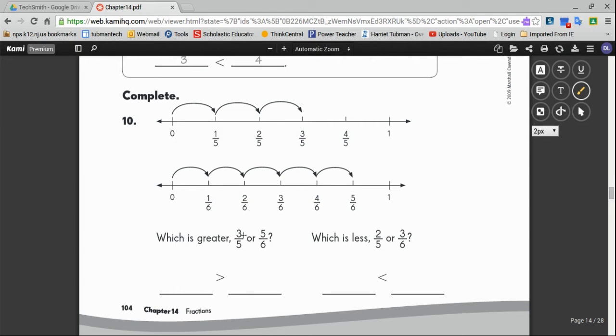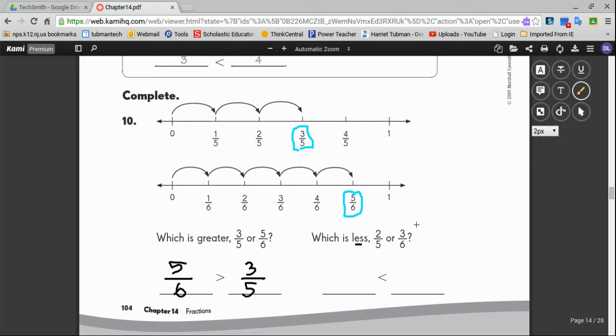Which is greater, 3/5 or 5/6? Let's circle 3/5. 3/5 is right over here. And 5/6 is right over here. So we know that 5/6 is greater than 3/5. And that's over here. Which one is less?